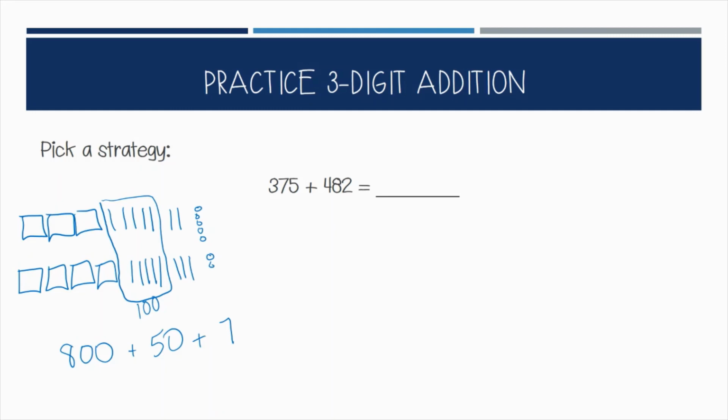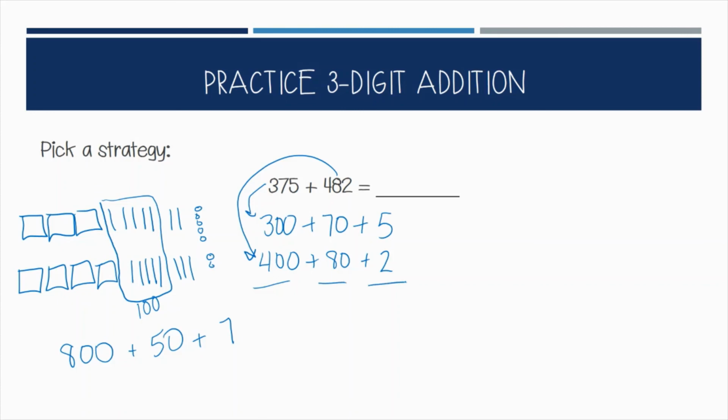Now let's do it using expanded form and see if we get the same answer. So we have 300 plus 70 plus 5. Okay, that's my 375. Plus 400 plus 80 plus 2. So that is my second number. Now let's add up each of those place value positions. So 5 and 2 is 7. 70 plus 80 is 150. And then 300 plus 400 is 700. Well, when I add my 700 plus 150, I get 850, plus 7 more is 857. So I am getting the same answer so far.